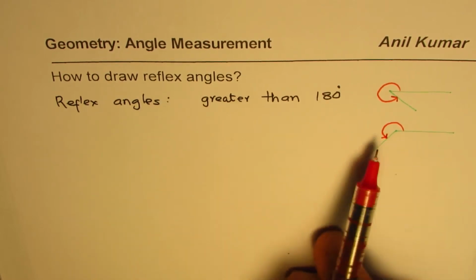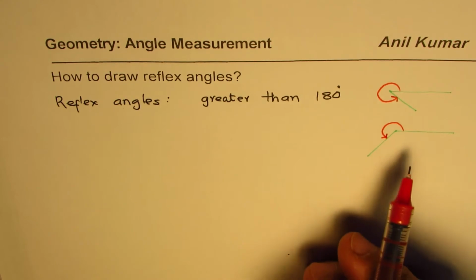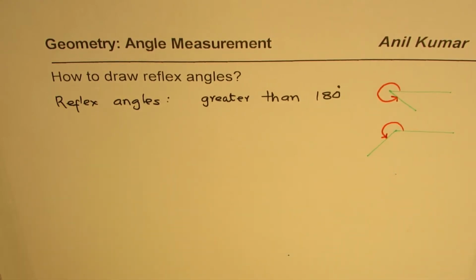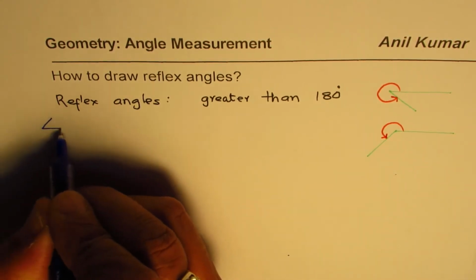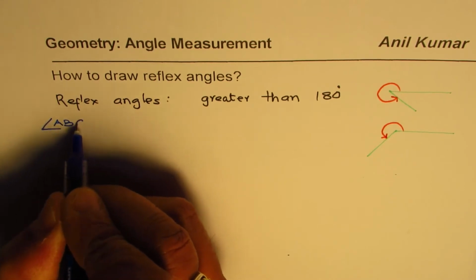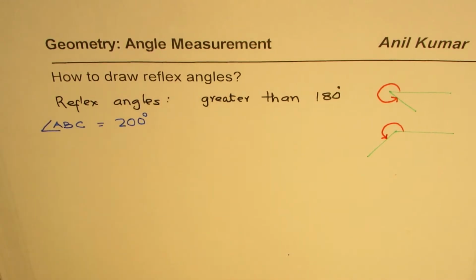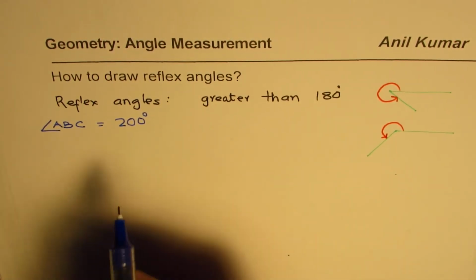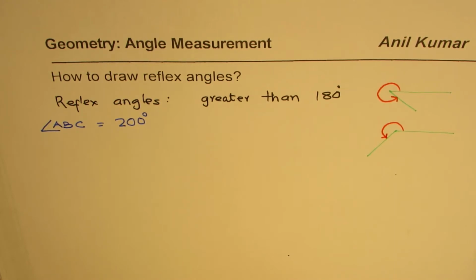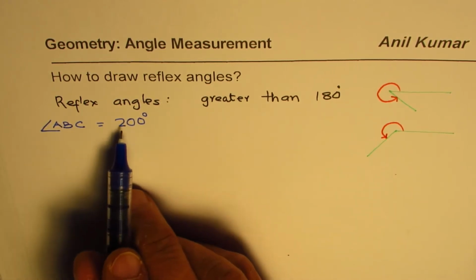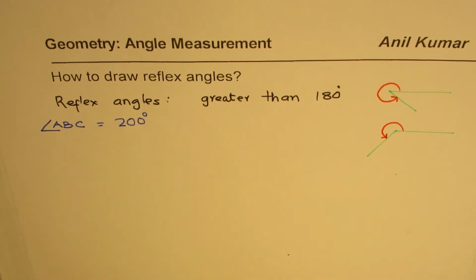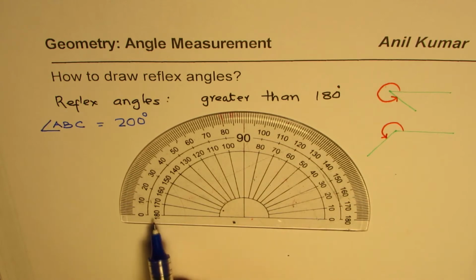Now the question is how to sketch these angles. For example, if I have to sketch an angle ABC whose measurement is 200 degrees, how will I do it? That is the question for you. Think about it. Well, 200 degrees is more than 180. So if I'm using a normal protractor like this, I could do maximum 180. How will I sketch an angle of 200 degrees?